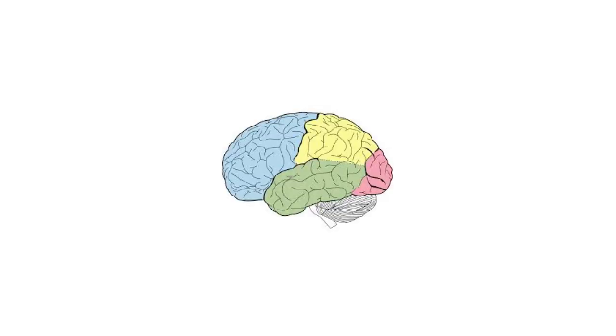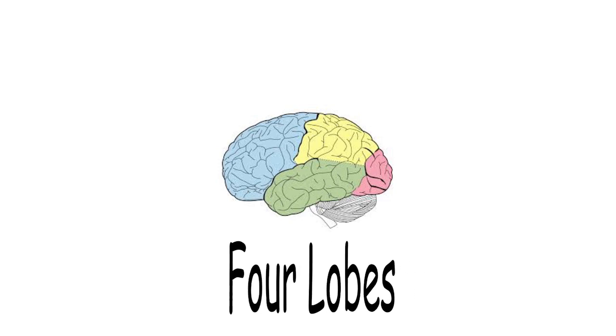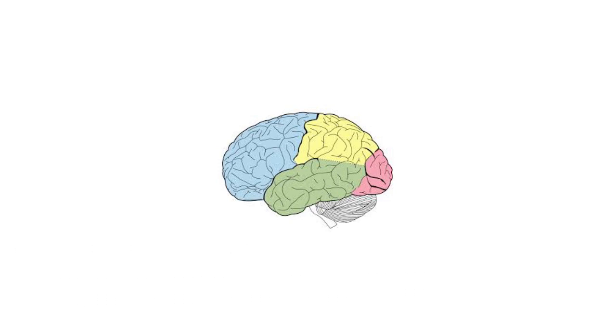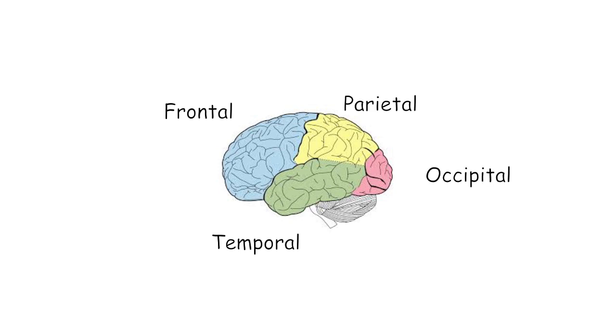The first thing you will be learning are the lobes of the brain. There are only 4 lobes located in the brain. You have the frontal, the temporal, the parietal, and the occipital. All of these lobes have their separate functions and locations.